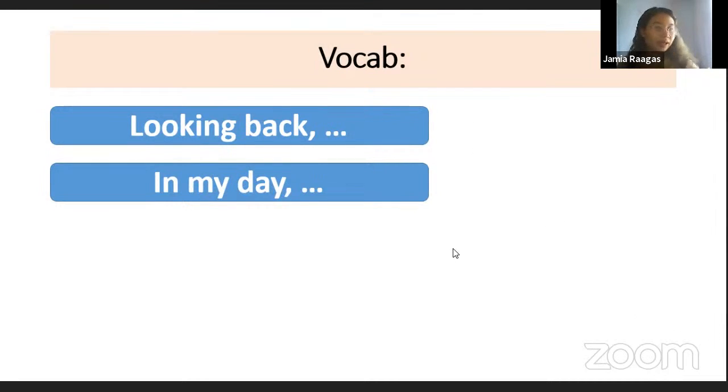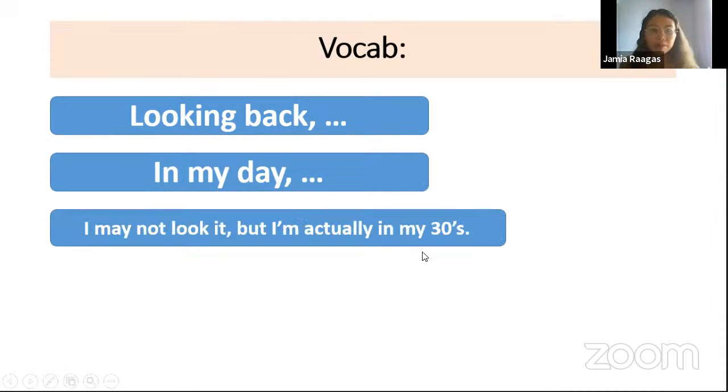Okay. Let's move to the next one. I may not look it, but I'm actually in my 30s. So I think you know what it means. When do we use this one?